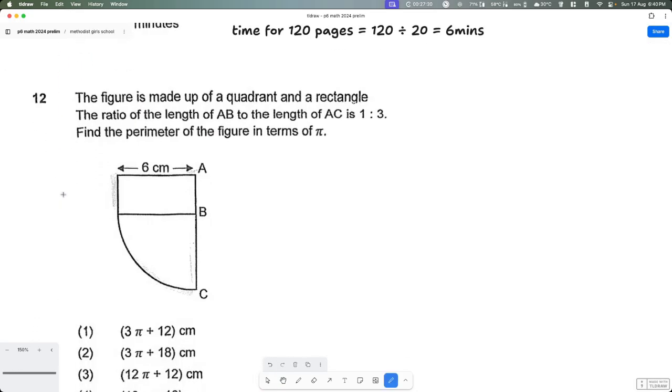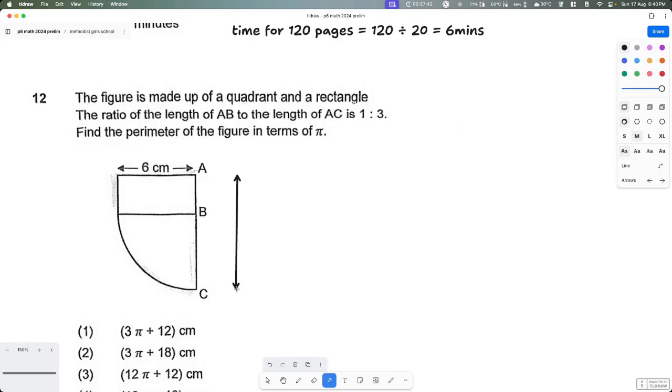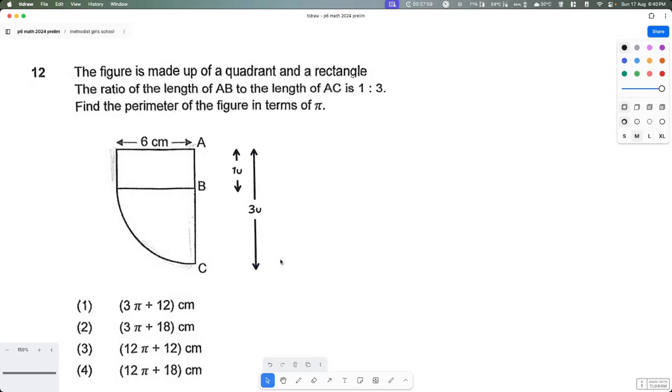The figure is made up of a quadrant over here and a rectangle. The ratio of the length of AB to the length of AC is 1 is to 3. So AB is 1 unit, and AC is 3 units. Okay, so find the perimeter.